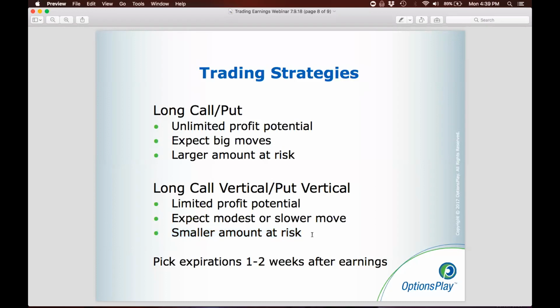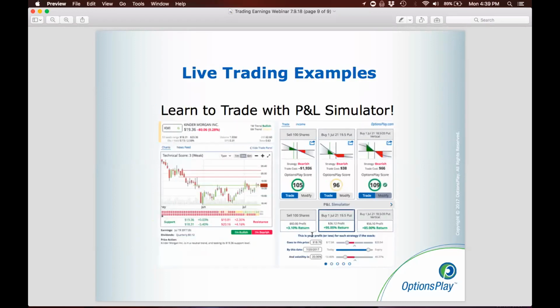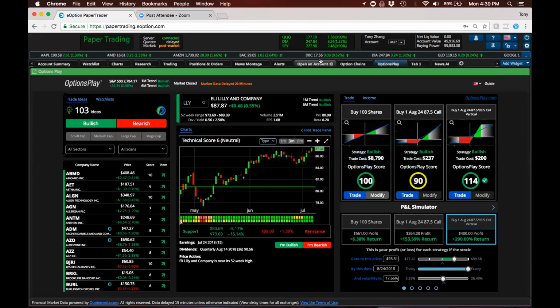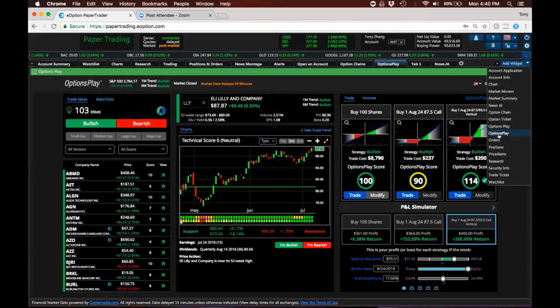So let's actually start taking a look at some real life examples, so that you can see these in action and come up with some ideas, and we can show you how to analyze these trades using the tool that's available to you. Like Scott said in the very beginning of the webinar, you can access OptionsPlay in the upper right-hand corner on the button that says OptionsPlay. If you don't have it, you can click on Add Widget to add OptionsPlay as a tab.